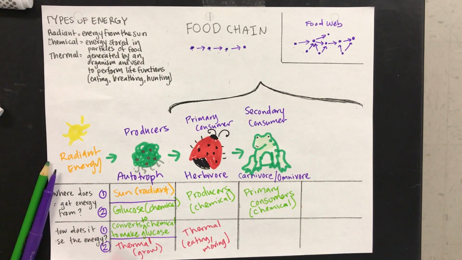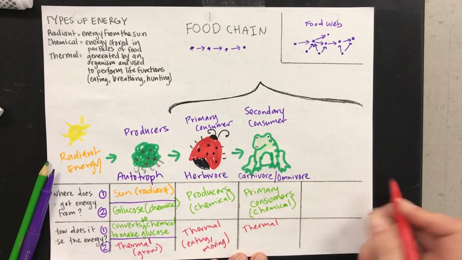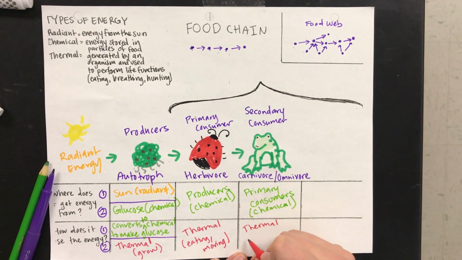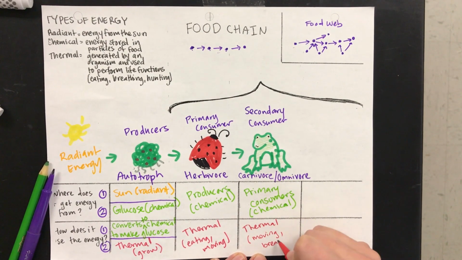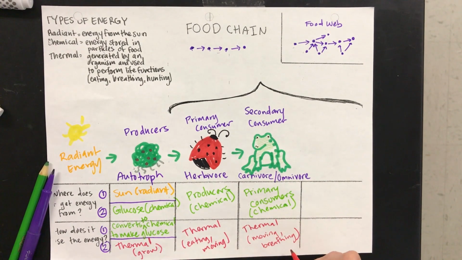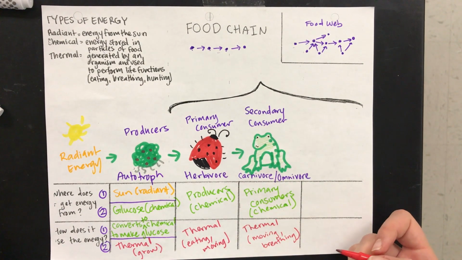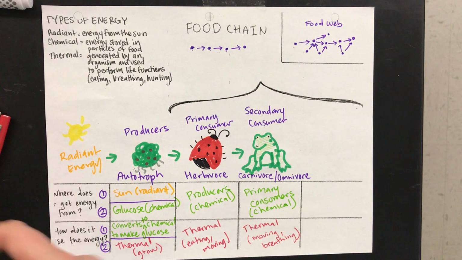What are the secondary consumers going to do with that energy? They're going to use it as thermal energy again. So for this frog, he's moving around. Maybe he's breathing. Hopefully he's breathing. Jumping around, whatever frogs do, you can write that in there. I just did moving and breathing. And that's how our frog's going to use its energy. On to the next level of our food chain.